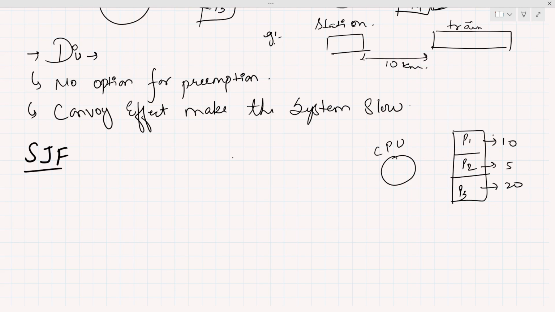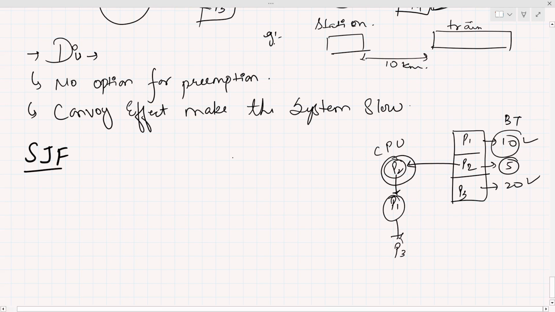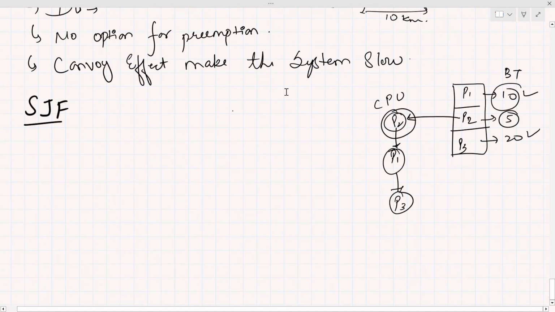Those whose burst time is low will get the CPU first. P2 is the process with the lowest burst time, which is 5 among these three, so definitely P2 gets the CPU first. After that, among P1 and P3, P1's burst time is lower than P3, so P1 will get the CPU, and lastly P3 will get the CPU. This is what happens in SJF. If you want to solve this numerical and understand it in more detail, watch the previous videos, or just search SJF scheduling algorithm by code, guys, and watch the video.